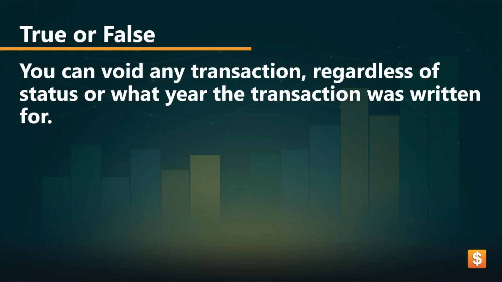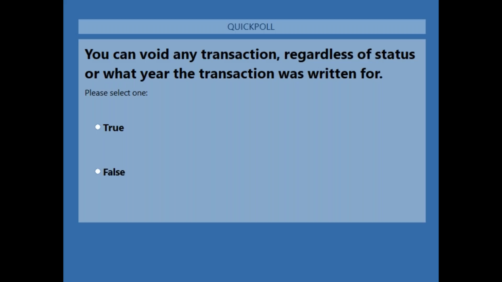And last but not least, can you or can you not void any transaction regardless of status or what year the transaction is written for? Or are you going to have to make journal entries for them all?